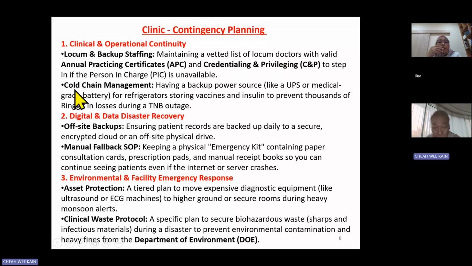Okay, so cold chain management. You may have a UPS. If your equipment is running 24 hours, you can buy a very cheap UPS. UPS means uninterruptible power supply. I don't know whether you need that in a clinic. Do you have certain highly sensitive medicine in the refrigerator, correct? Yes, vaccines. You have a UPS for it? Actually, do you know what a UPS is? No. It's like a small backup battery. Yeah, backup battery. You can buy a very cheap one.